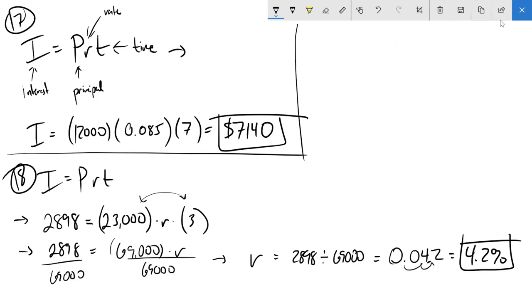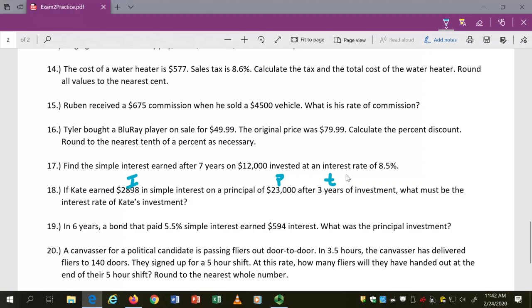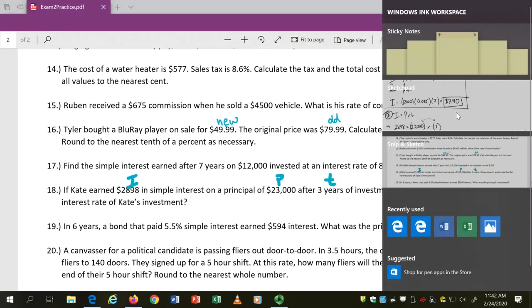All right. Let's go back. You said 16? Oh, yeah. So this is like the percent change problem. You get the new value and you have an old value, right? Like the Blu-ray player here, this is the new value, $49.99. And this is the old value, where it used to be $79.99. And I'm asking you for the percent discount. So if I give you a new value and an old value, this is a percent change problem. And we talked a little bit about this on Wednesday on the worksheet.